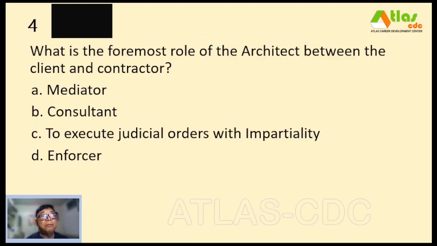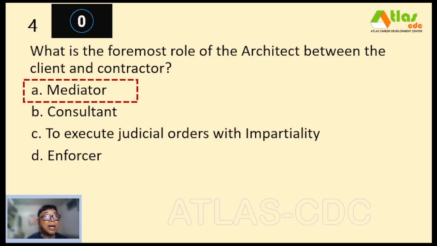Number 4. What is the foremost role of the architect between the client and contractor? A. Mediator. B. Consultant. C. To execute judicial orders with impartiality. And D. Enforcer. And our correct answer is letter A, mediator.